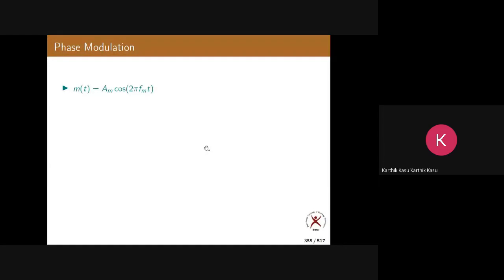So let us study phase modulation. Okay. So here I am taking m(t) equal to Am cos 2 pi fm t. I am taking our message signal to be a sinusoidal signal. Okay. So this is the standard PM wave equation. Standard equation. What is that? s(t) equals Ac cos of 2 pi fct plus kp m(t). So just now we have derived this.